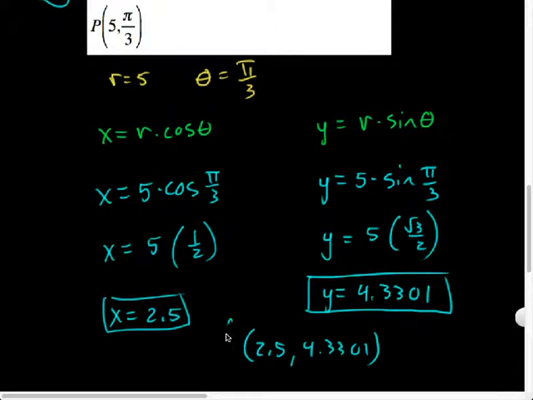So that means this point is the same as 2.5 comma 4.3301. And really all that I did in order to do that was a little bit of trig, and then I put it into a nice little formula package for you. So you are most welcome, my friends. Let's do another quick example.